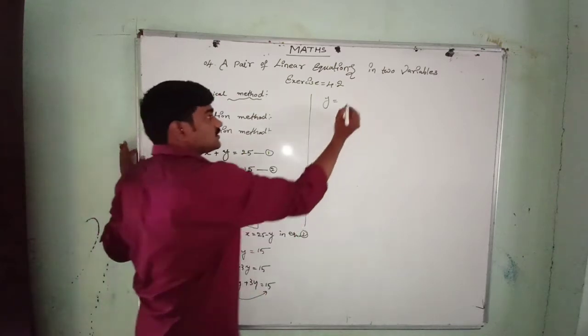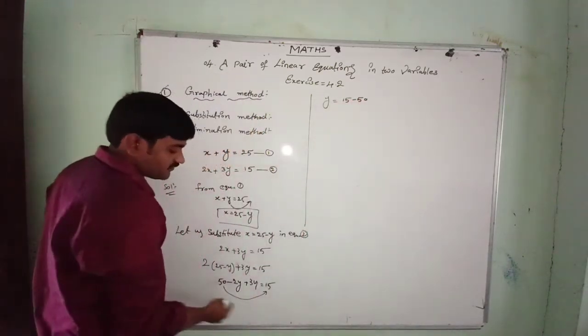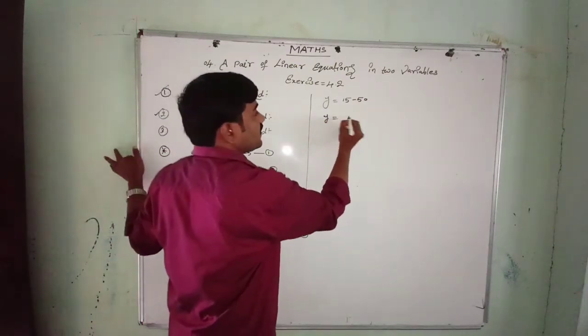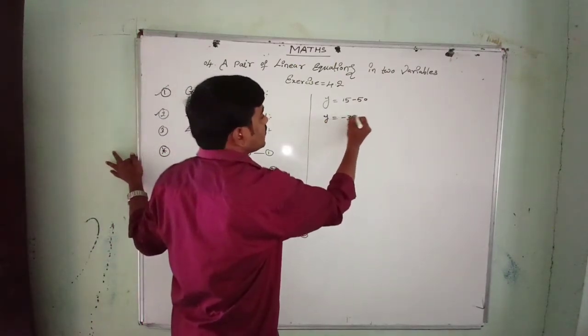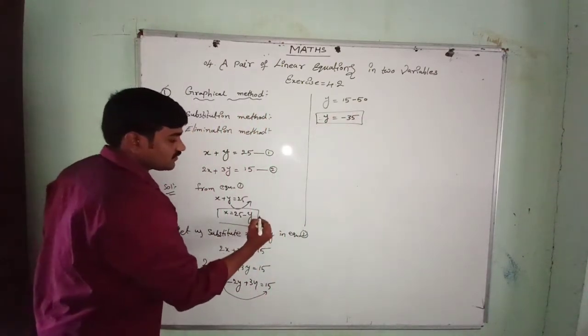This 15 minus... here it is 50 plus 50 become minus 50. So y equal to you get minus 35. Okay, this we give as equation number 3.